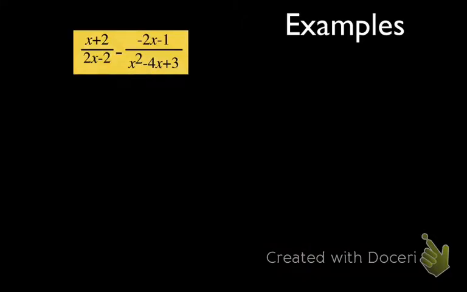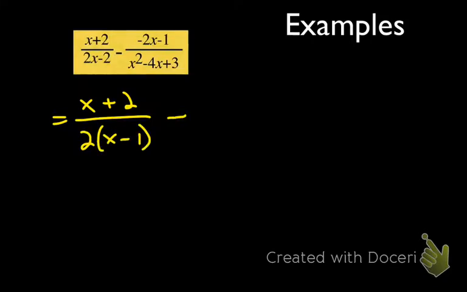Back to the denominator in the first one, I'll have an x plus 2 on top, don't touch the numerator, and a 2 times an x minus 1 on the bottom. Minus, leave the numerator in the second one alone, negative 2x minus 1, divided by, factor the bottom. All right, I think this is going to factor into x minus 3, x minus 1.